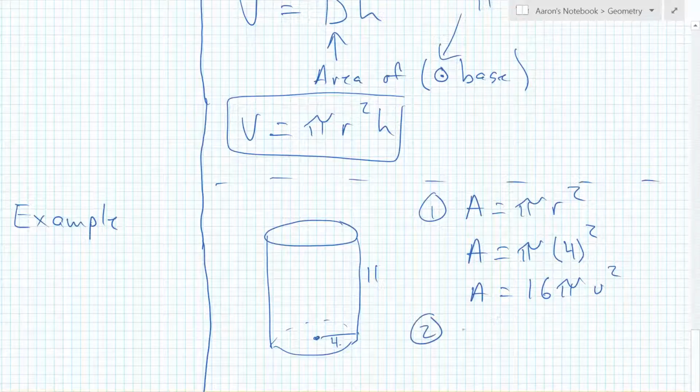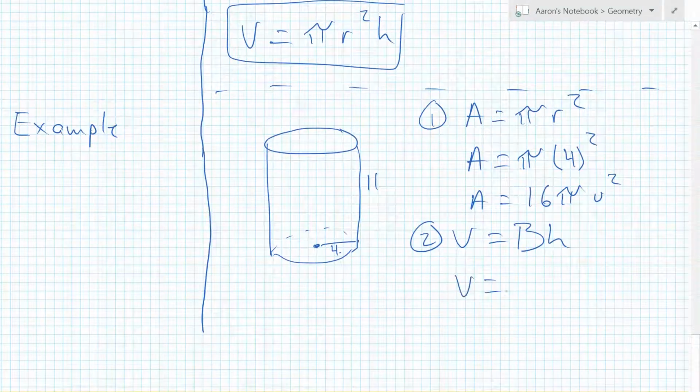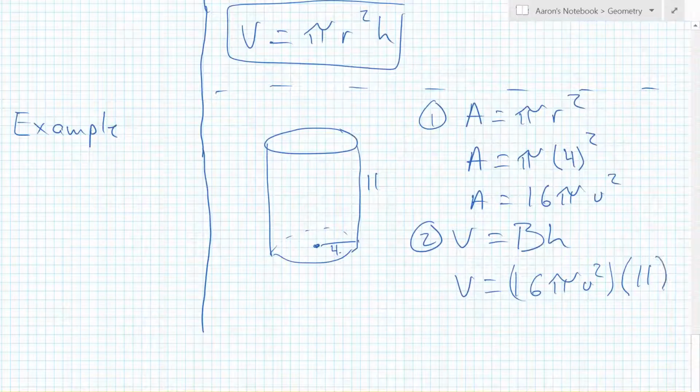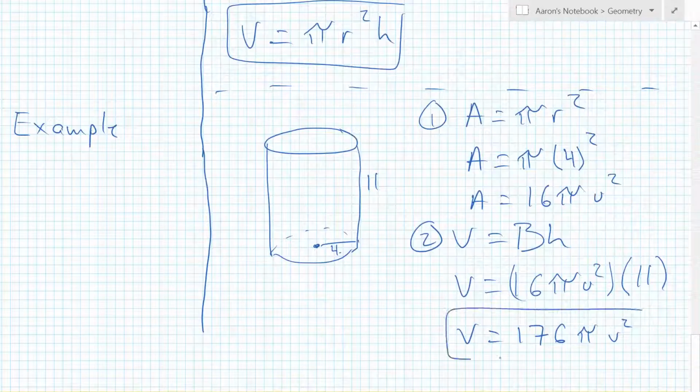2, we'll plug this into our formula. Volume equals area of the base times height. We know the area of the base is 16 pi units squared. We're going to multiply that by 11, and get 176 pi units squared. And we're done.